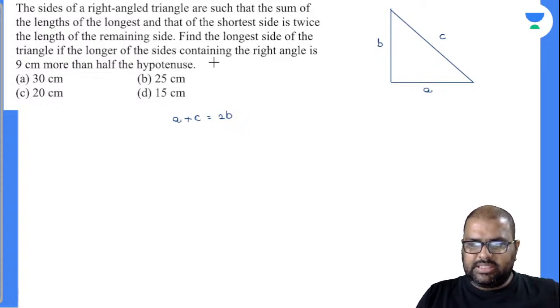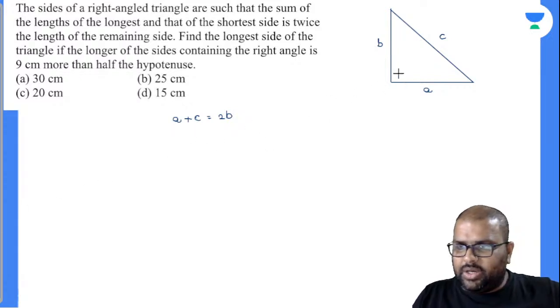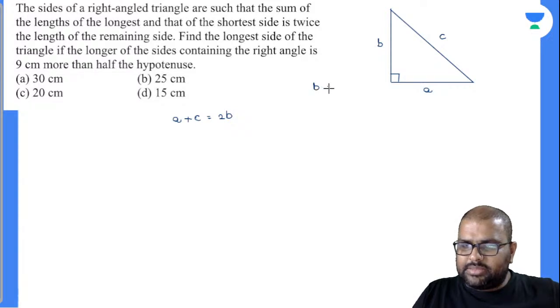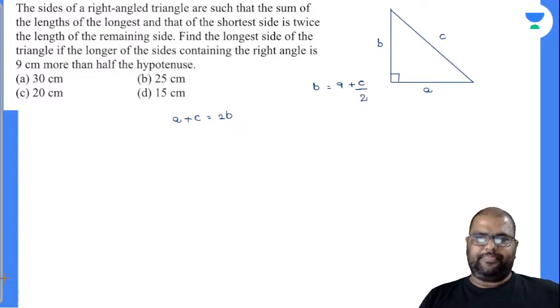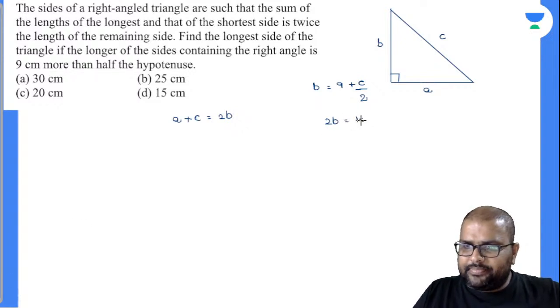If the longer of the sides containing the right angle, now this is the longer of the sides containing the right angle, B is the side there. Am I right or wrong? Perfectly right. Now what is the point given there? The longer side containing the right angle is 9 centimeters more than half of the hypotenuse, so B equals 9 plus C by 2 is the equation here. Okay, done. Now I'll write this as 2B is equal to 18 plus C, just for the sake of convenience.